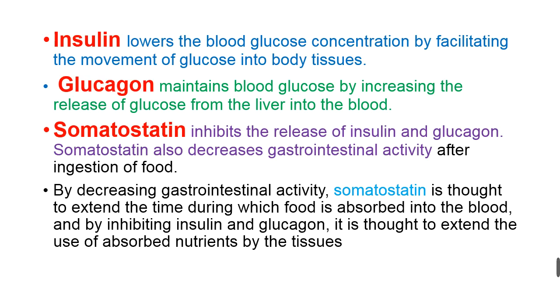Somatostatin, which is the third hormone released by delta cells, inhibits release of insulin and glucagon, and also it decreases gastrointestinal activity after ingestion of food. Why? By decreasing gastrointestinal activity, somatostatin is thought to extend the time during which food is absorbed into the blood. And by inhibiting insulin and glucagon, it is thought that somatostatin will extend the use of absorbed nutrients by the tissue. Between two meals, it will give the tissue time to absorb nutrients.